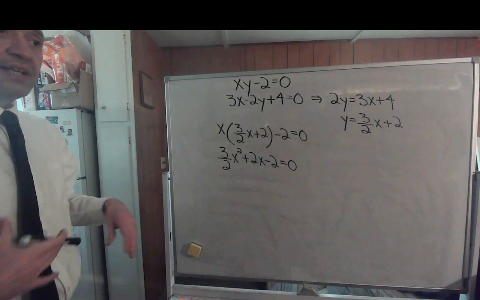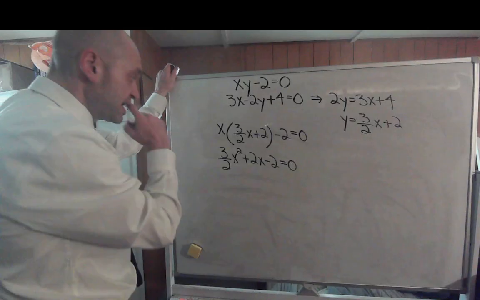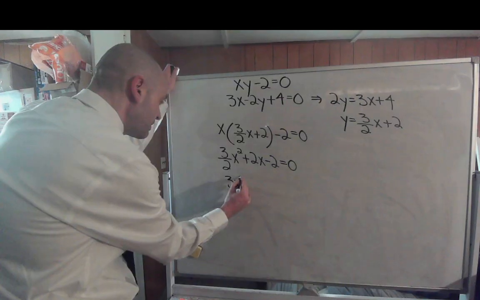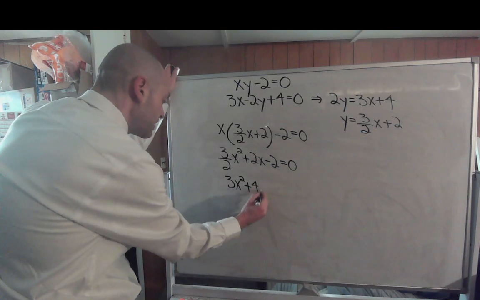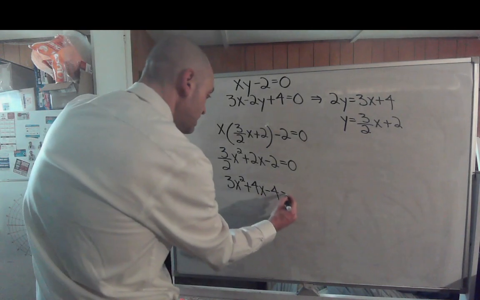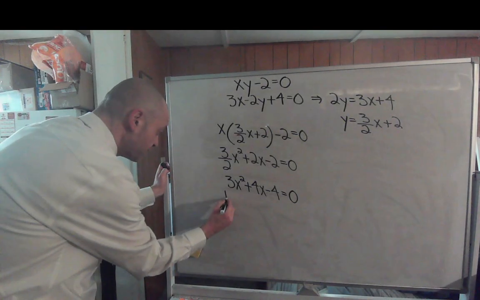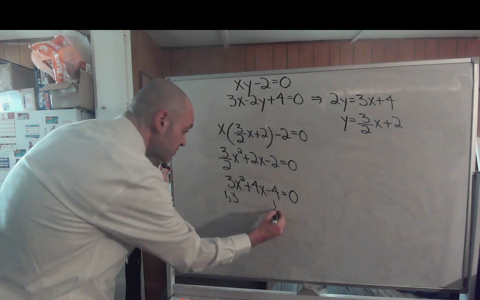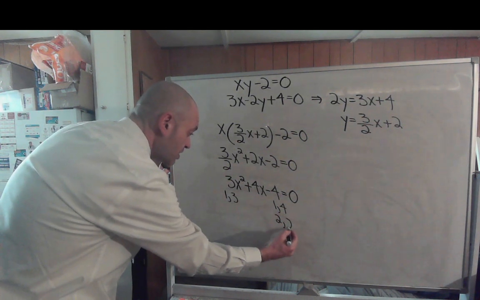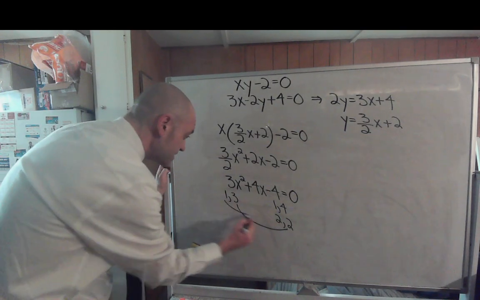Definitely, I'm going to highly suggest we get rid of the fraction. So multiply everything through by 2. You should get 3x squared plus 4x minus 4 equals 0. I want to see if it factors. I'm curious. I think it actually does. Oh yes, it does. Let's see.